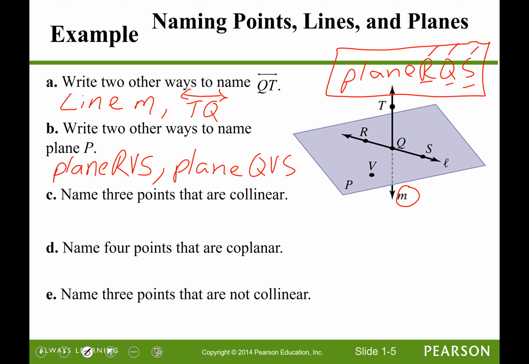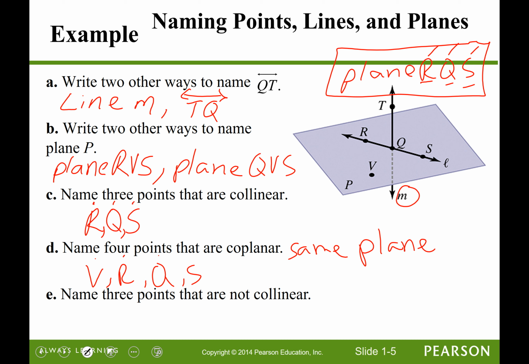Okay, name 3 points that are collinear. Well, we just did. R, Q, and S are all on the same line. I'm going to put those points above to clarify that they are points. Name 4 points that are coplanar, and that means on the same plane. So 4 points, I'm going to separate these with commas there. 4 points on our plane would be V, R, Q, and S is also on our plane.